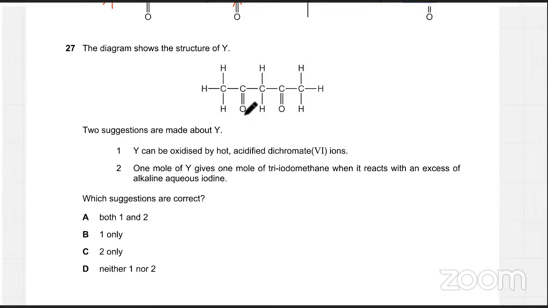Next, a diagram shows the structure of Y, and it's a ketone, with the double bond O in the middle. Two suggestions are made about Y. Remember, it's a ketone. Y can be oxidized by dichromate(VI) ions. Is that true? Ketones, can they be oxidized?